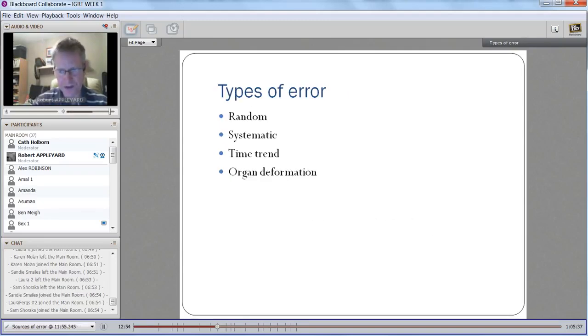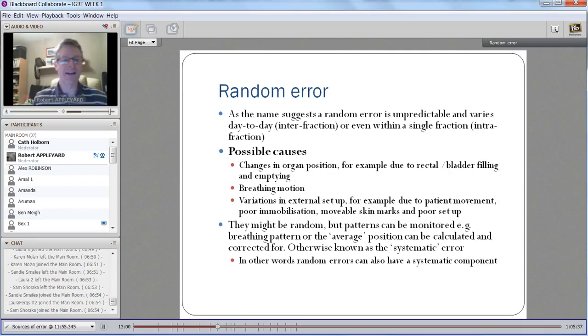So as a reminder, you should all be aware of these different types of errors that occur. Random errors, as it suggests, are unpredictable. We don't know where and when these are going to occur, but we know that they are going to occur because there's all sorts of things that will contribute to them. For example, we know that organ position is likely to vary. We try and minimize that through protocols and immobilization, but that's what we do: we minimize it. We can't completely get rid of that in the radiotherapy process.